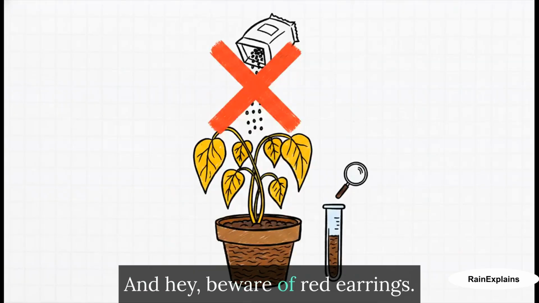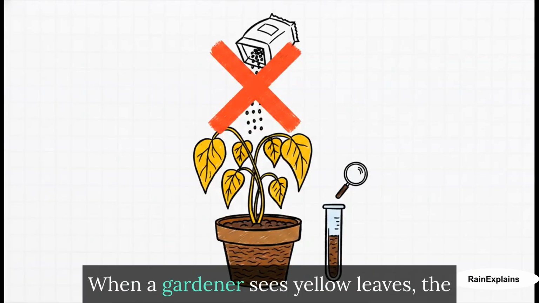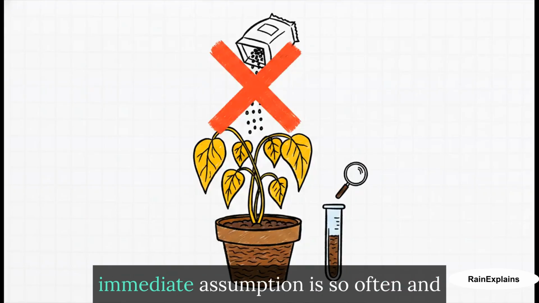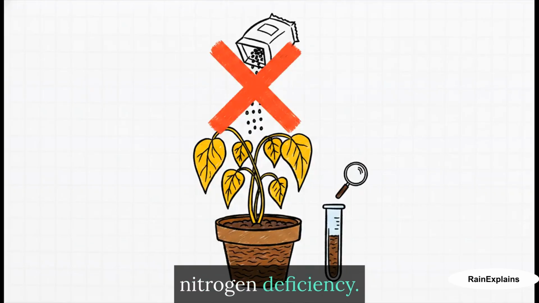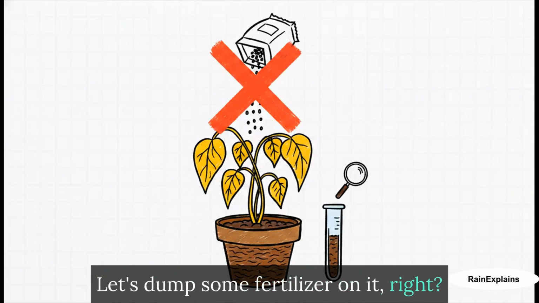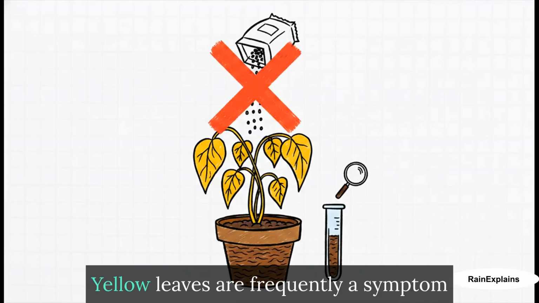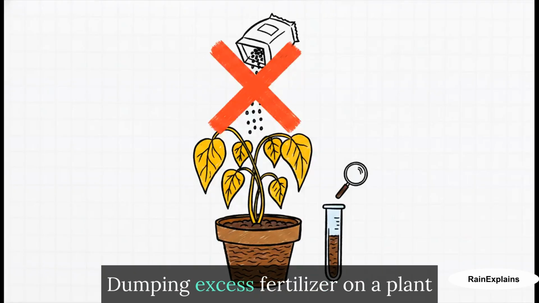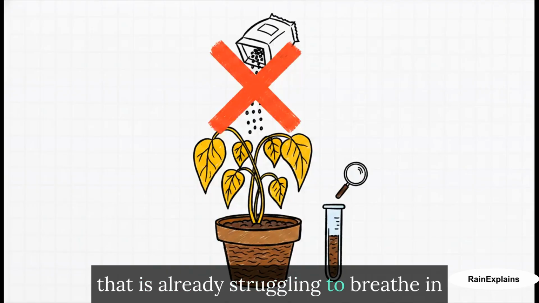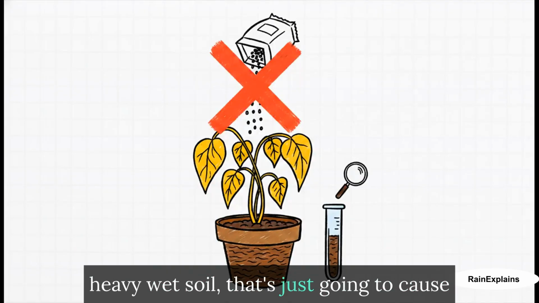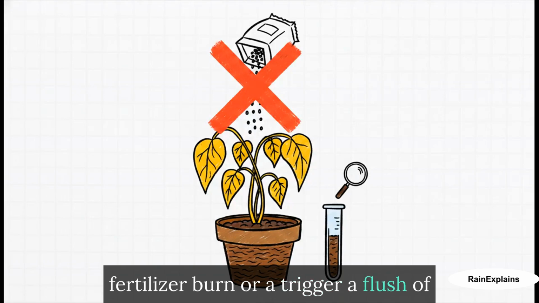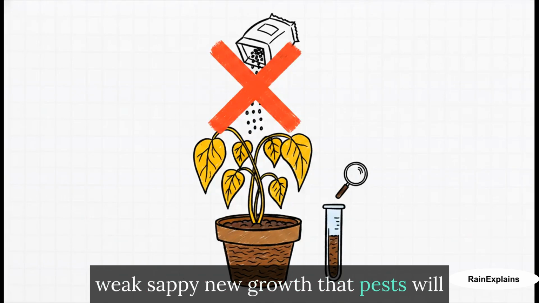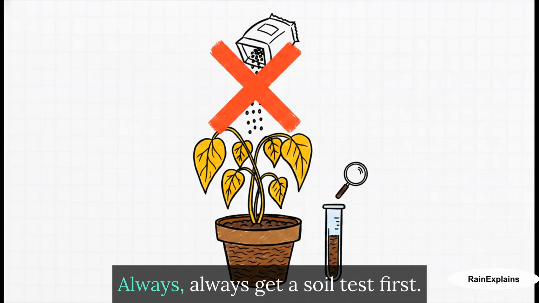And hey, beware of red herrings. When a gardener sees yellow leaves, the immediate assumption is so often a nitrogen deficiency. Let's dump some fertilizer on it, right? Actually, scratch that. Yellow leaves are frequently a symptom of poor drainage, compacted soil, or pH imbalances. Dumping excess fertilizer on a plant that is already struggling to breathe in heavy, wet soil, that's just going to cause fertilizer burn or trigger a flush of weak, sappy new growth that pests will absolutely devour. Always get a soil test first.